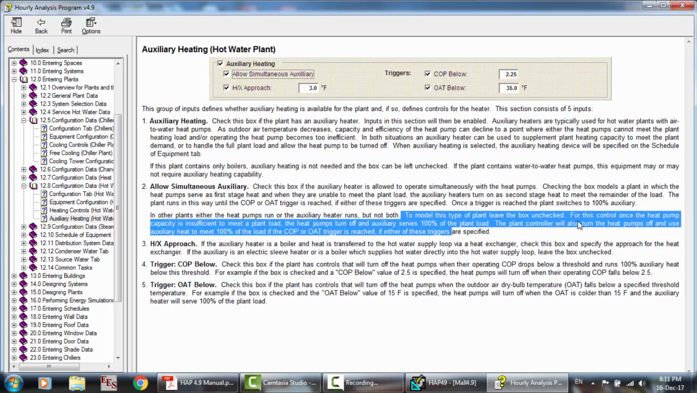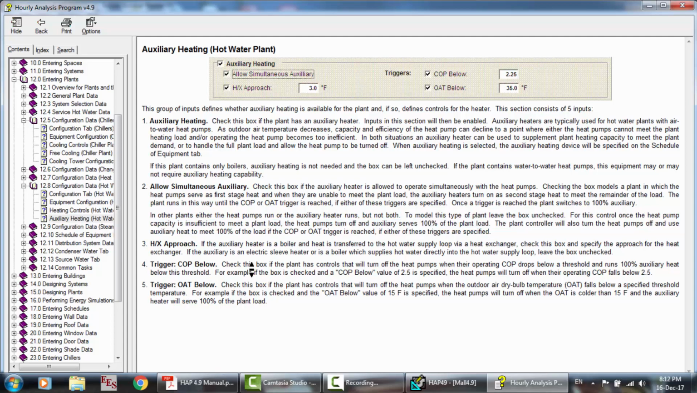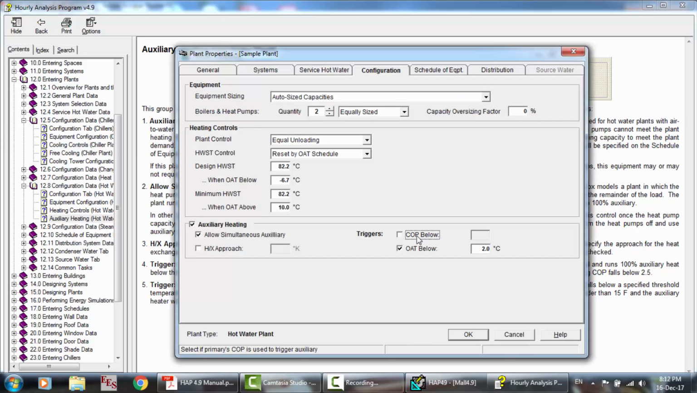For this control, once the heat pump capacity is insufficient to meet the plant load, the heat pumps turn off and auxiliary serves 100% of the plant load. The plant controller will also turn the heat pumps off and use auxiliary heat to meet 100% of the load if the COP or outdoor air temperature trigger is reached, if either of these triggers are specified. Okay, so you can use this or use this or use both, according to the design.